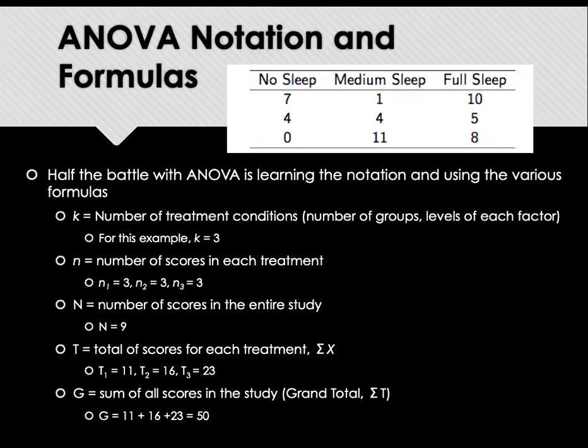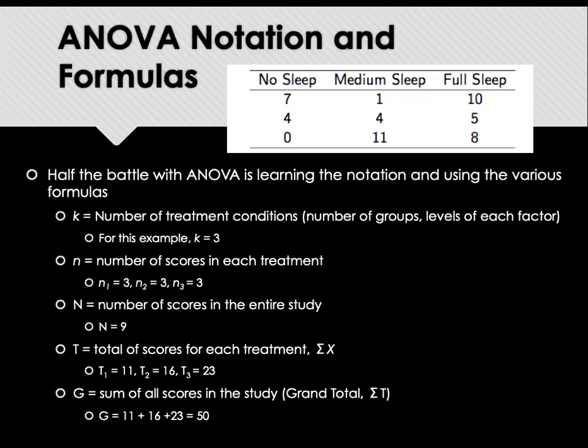K is the number of treatment conditions. So different conditions, different levels, the number of groups. In this example, K equals 3, right? So we've got no sleep, medium sleep, and full sleep. There are 3 different groups or levels in this ANOVA.